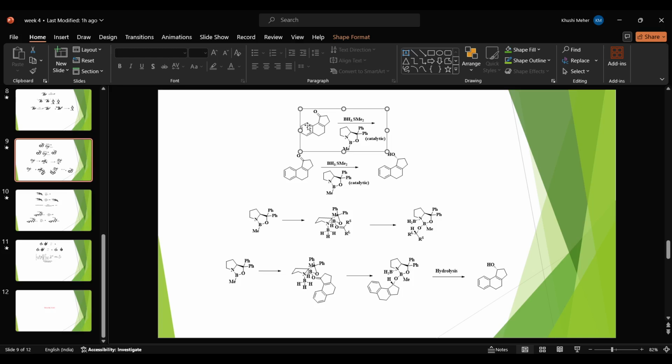It will depend upon your catalysis, which kind of catalysis you are using. We can't say we will always get the thermodynamic or kinetic product. There is no rule that you will always get the thermodynamic product.